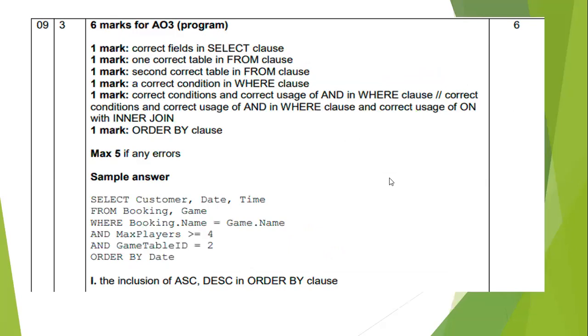Now see this one. Not this one, you have missed this one. Maximum player greater than or equal to 4 and game table ID equal to 2. Okay, now last one.